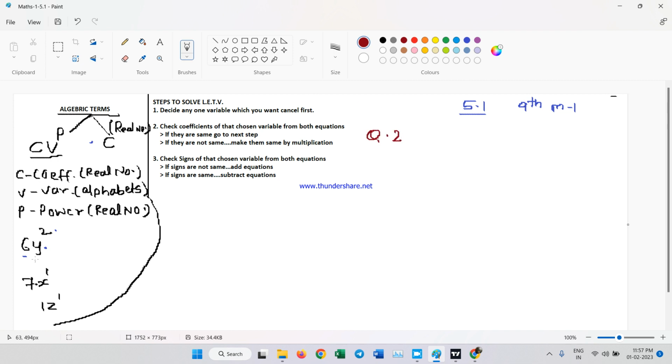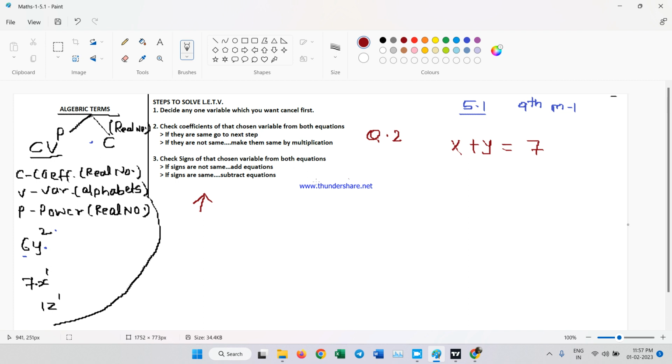Now hold on to this particular video, because these are the rules for solving linear equations in two variables. That part we are going to see in question number 3, and this is very essential because the same chapter is there in your 10th standard. Now without wasting time, let's go to question number 2. The question number 2 is, write 5 solutions for this equation.